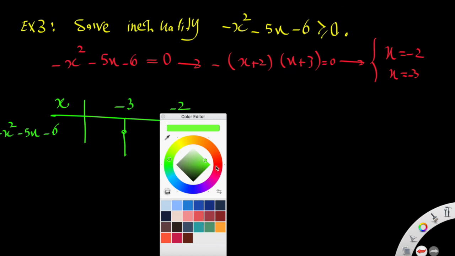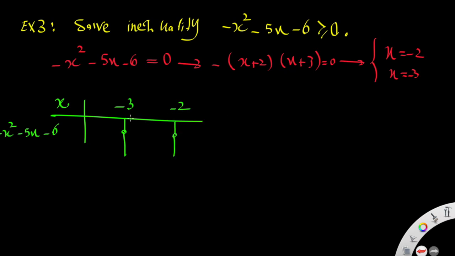Now we need to decide about signs. Here, as you see, the leading coefficient a is negative 1, which is less than 0. It means that your curve bends downwards. The first root, the second root. Before the first root, it is negative because it is below the x-axis. Between the roots, it will be here, which is positive. After the second root, it will be again negative.